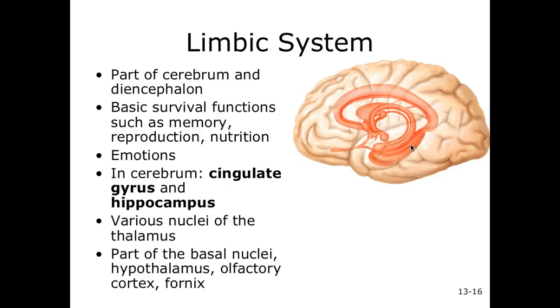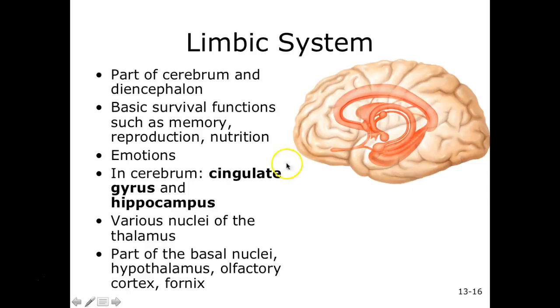Our limbic system has to do with emotion. It's a part of our cerebrum and diencephalon. It's where we have our basic survival functions such as memory, reproduction, and nutrition. We have our cingulate gyrus, our hippocampus, which would be down in here. I'm not going to have you identify these anywhere. Just know that these structures are involved in the limbic system.